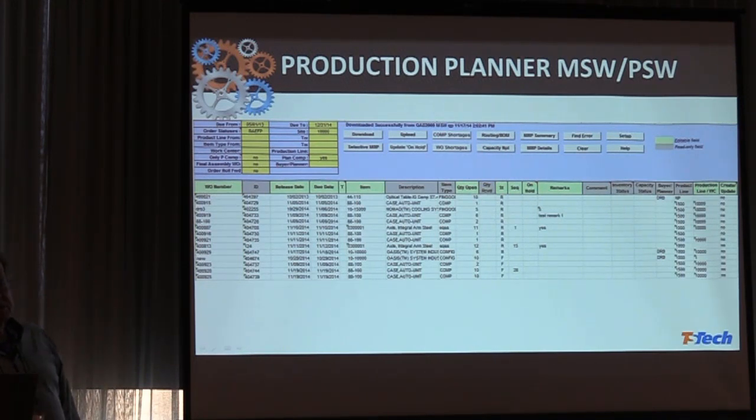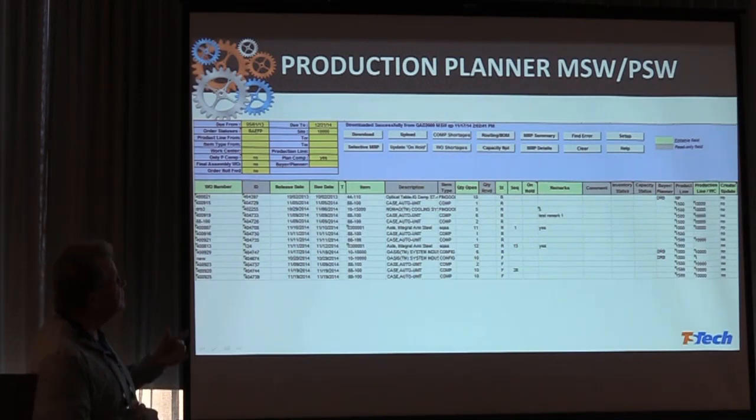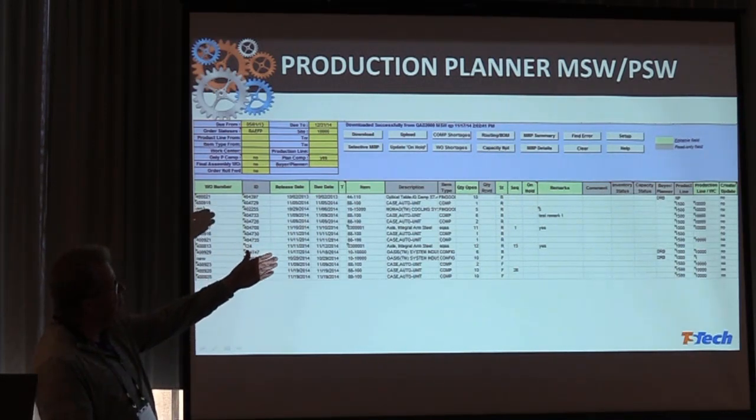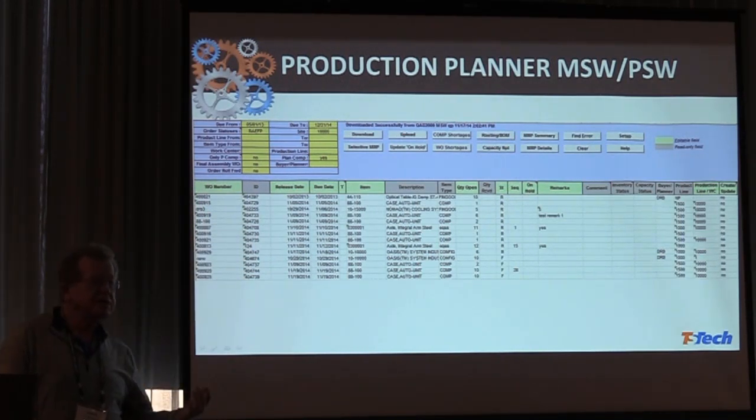32Soft has an MSW, PSW planner. Download, upload, and again, you have all of your selection criteria, and if you need additional selection criteria, 32Soft can add that to the loader. Then you have all of the different buttons across the top. You do an MRP summary, look at the routing, the bill of materials for a part number, capacity report, MRP details, work order shortages, component shortages. Run a selective MRP right out of the 32Soft loader, so some of your more important screens and more useful functionality are designed into a single download or a single upload.